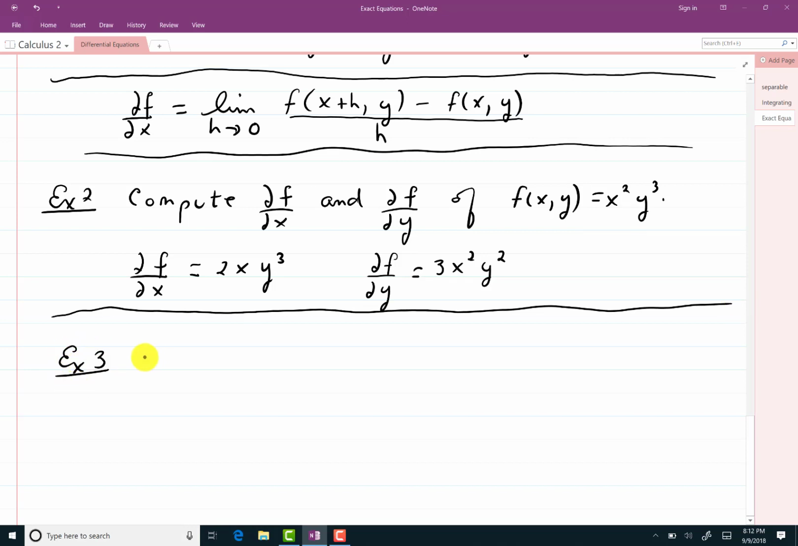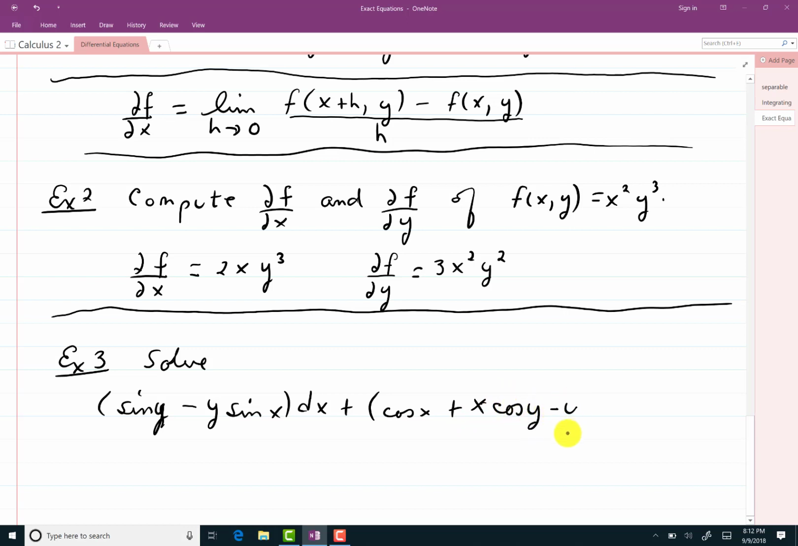So let's solve one of these things. Solve. We have sine of y minus y sine of x dx plus cosine of x plus cosine x cosine of y minus y times dx, and that's equal to 0.